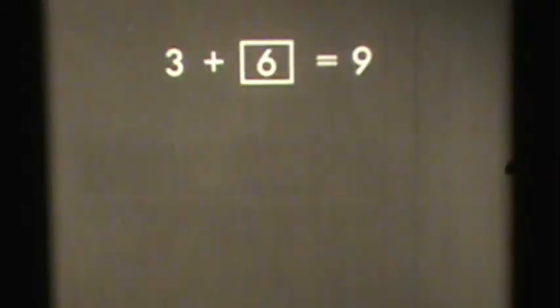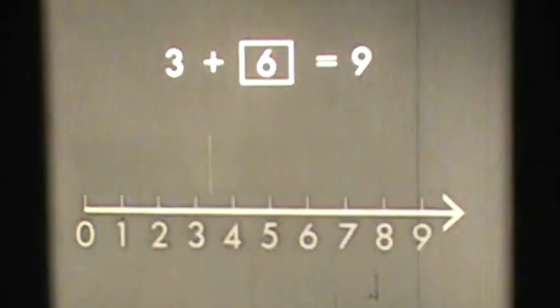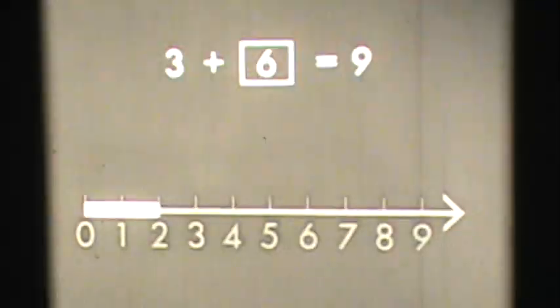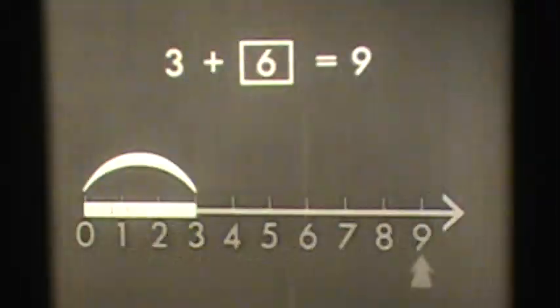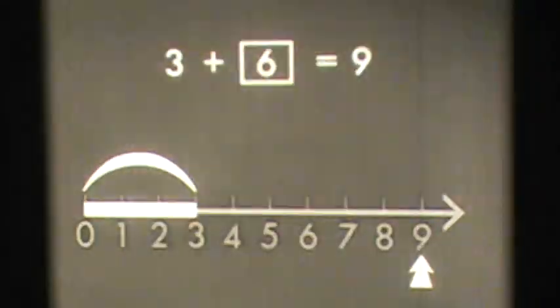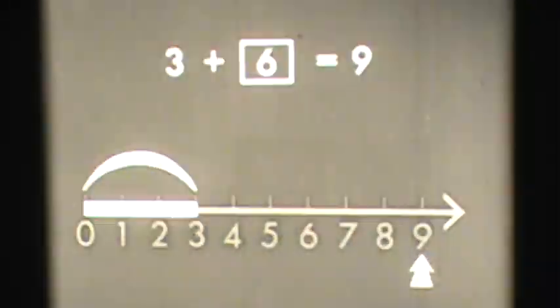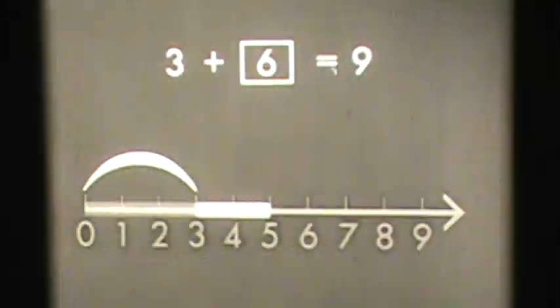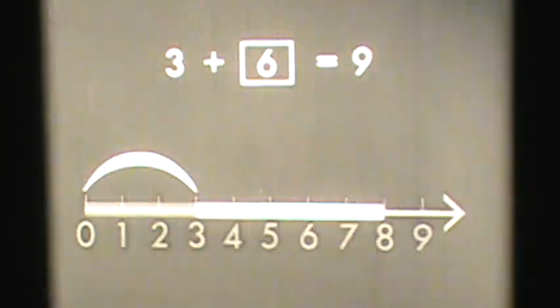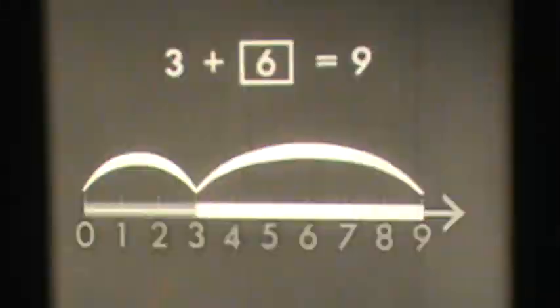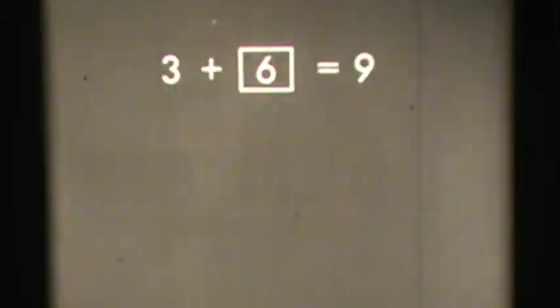Let's check this answer on the number line. We have 3 players. 1, 2, 3. We want 9. So how many more do we need? 3 plus how many more makes 9? 1, 2, 3, 4, 5, 6. 6 more makes 9. We use the number line to check how many more were needed.